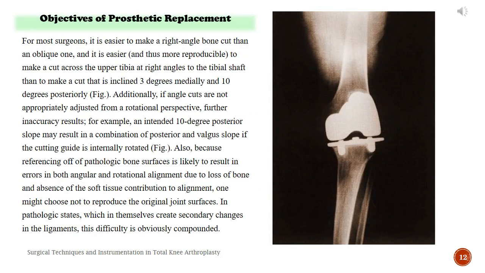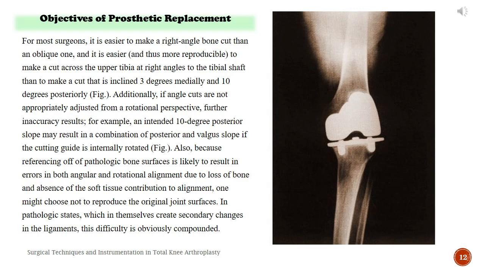Objectives of prosthetic replacement. For most surgeons, it is easier to make a right-angle bone cut than an oblique one, and it is easier, and thus more reproducible, to make a cut across the upper tibia at right angles to the tibial shaft than to make a cut that is inclined 3 degrees medially and 10 degrees posteriorly, figure. Additionally, if angle cuts are not appropriately adjusted from a rotational perspective, further inaccuracy results. For example, an intended 10-degree posterior slope may result in a combination of the posterior and valgus slope if the cutting guide is internally rotated, figure.